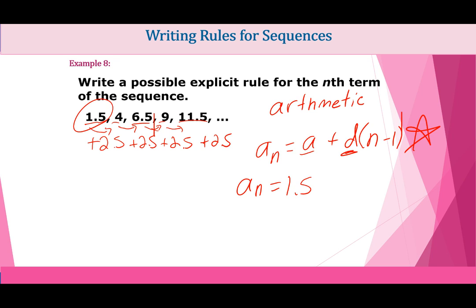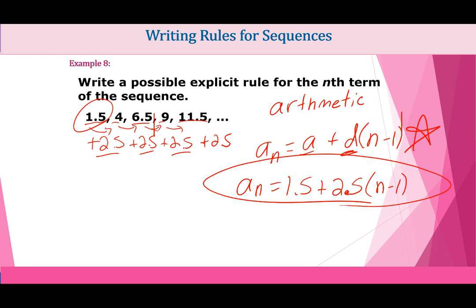D is the difference between terms. So since we're adding 2.5 every single time, D is going to be 2.5. And then we leave n minus 1. We leave n alone because that's part of the formula. So that's the formula that answers this question.